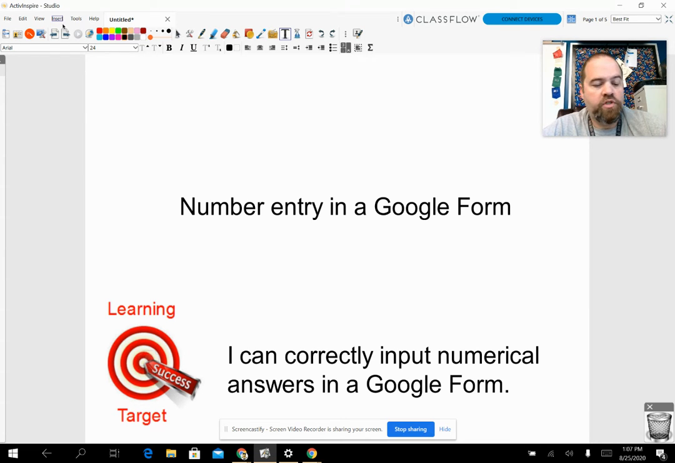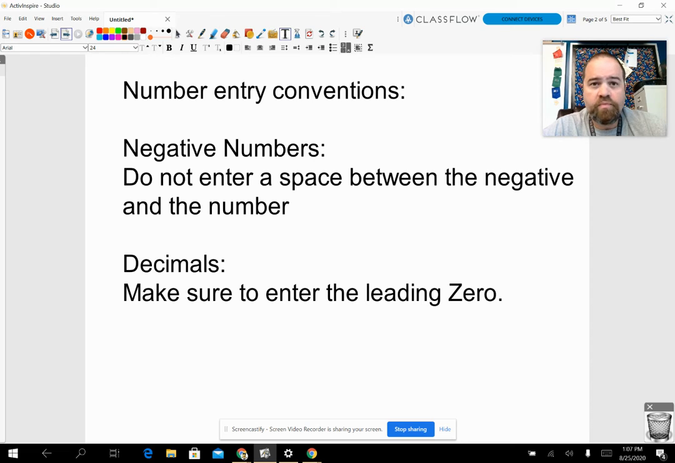So I just real quick want to show you what I'm talking about. The two issues I foresee us having are when you input a negative answer and when you input a decimal answer. For the negatives, we need to make sure that there's no space between your negative and your number. So if your answer is -4, you don't type in negative space 4. They're just right together.